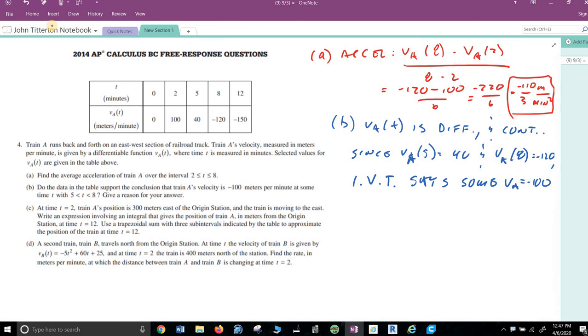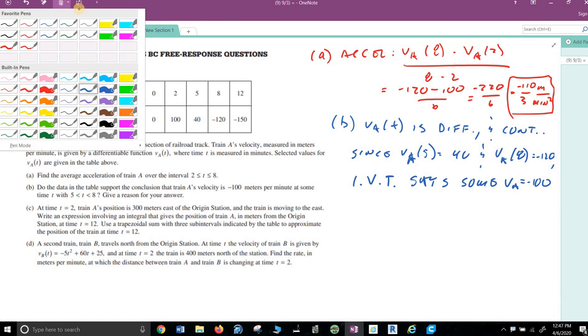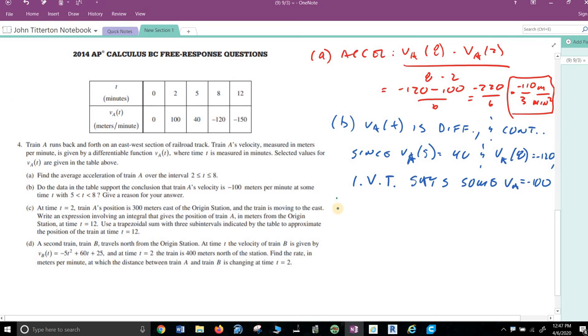Done. Don't write a whole book and try to impress them that you know how to write. They don't care. They've got to grade 100,000 of these things in a week. They want to see that you know, hey, it's differentiable, hey, it's continuous, therefore I can apply the intermediate value theorem, and if it starts at 40 and gets down to -120, at some point it hits -100. Done. If you wrote a little bit bigger paragraph, that's fine, as long as you cover those main points. Differentiable, continuous, goes from 40 to -120, has to hit -100.